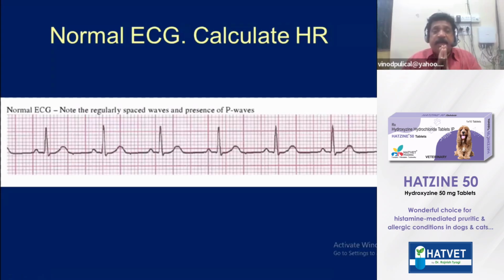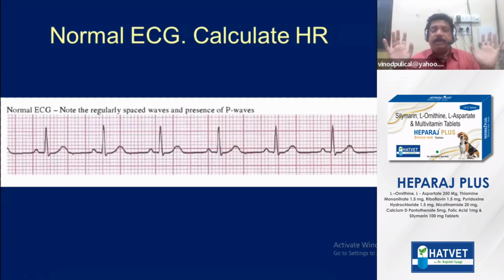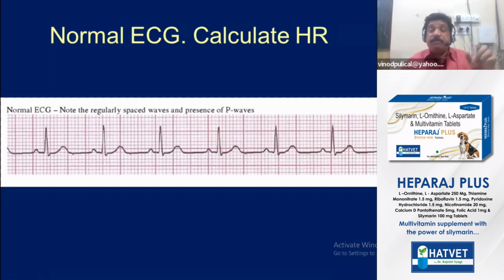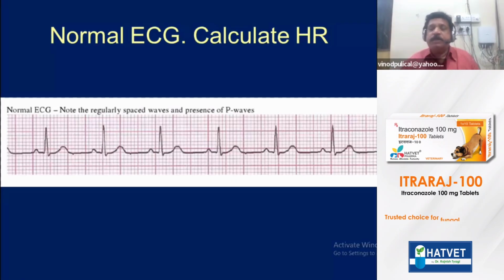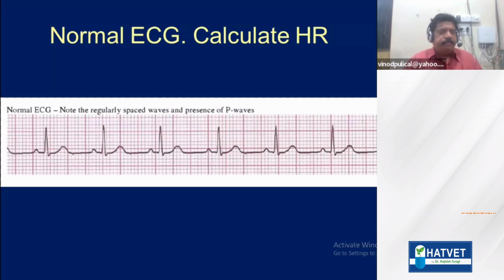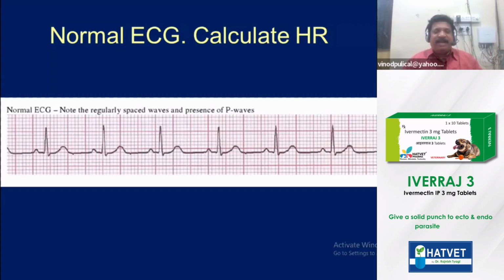When the paper speed is not mentioned, it is 25 millimeter per second speed only. So 1500 divided by 16 gives the HR. See, it is 93.75. Suppose it is 94. We can say it is normal. Normal only. It looks like bradycardia, but we have to calculate scientifically. Then only we can say it is abnormal.